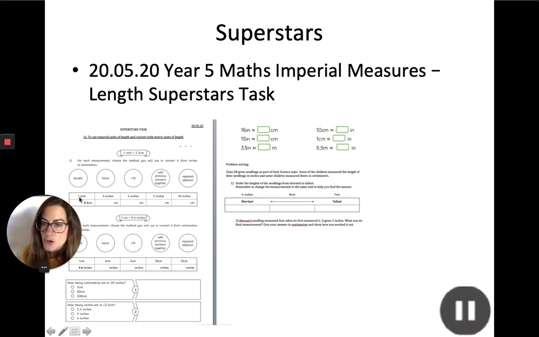So for example, if you know 1 inch, you can double it for 2 inches. If you know 2 inches, you can double it for 4 inches, and so on. Okay, so use that to help you. It looks like this. You can pause the video here if you're a superstar and press play when you want to come back for the answers.